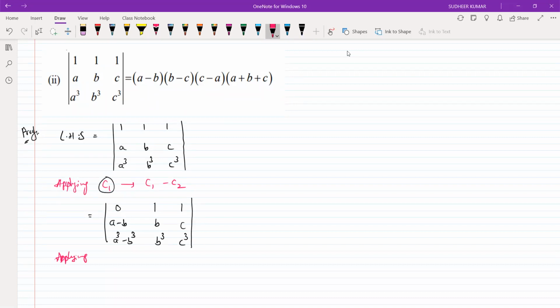So applying, how will we get B minus C? C2 minus C3. C2 is changed as C2 minus C3. Then the resultant is: only C2 is going to be changed, C1 remains the same. 0, A minus B, A cube minus B cube. And the next one is 1 minus 1, 0, B minus C, B cube minus C cube. And this is 1, C, C cube.